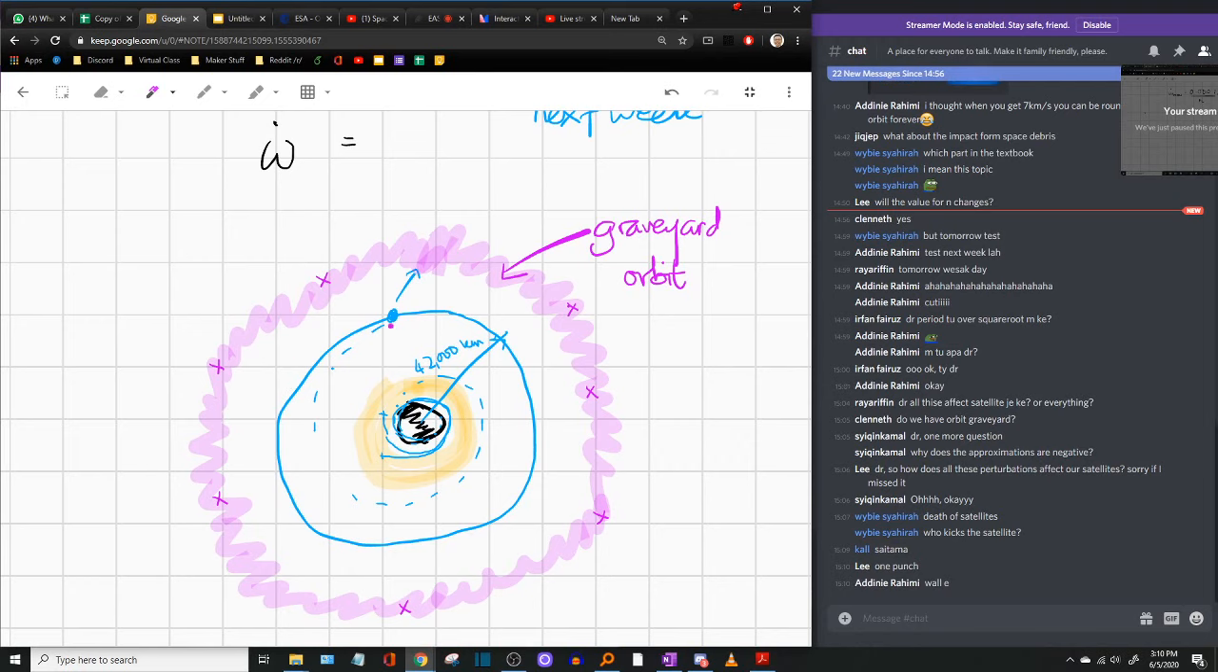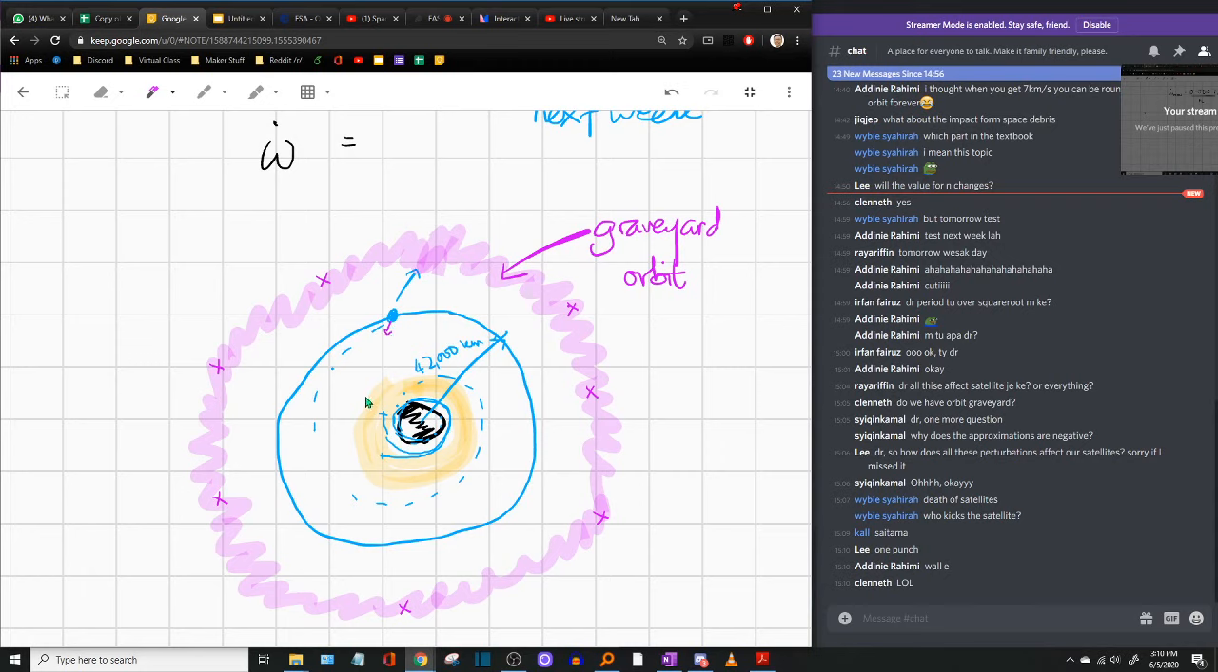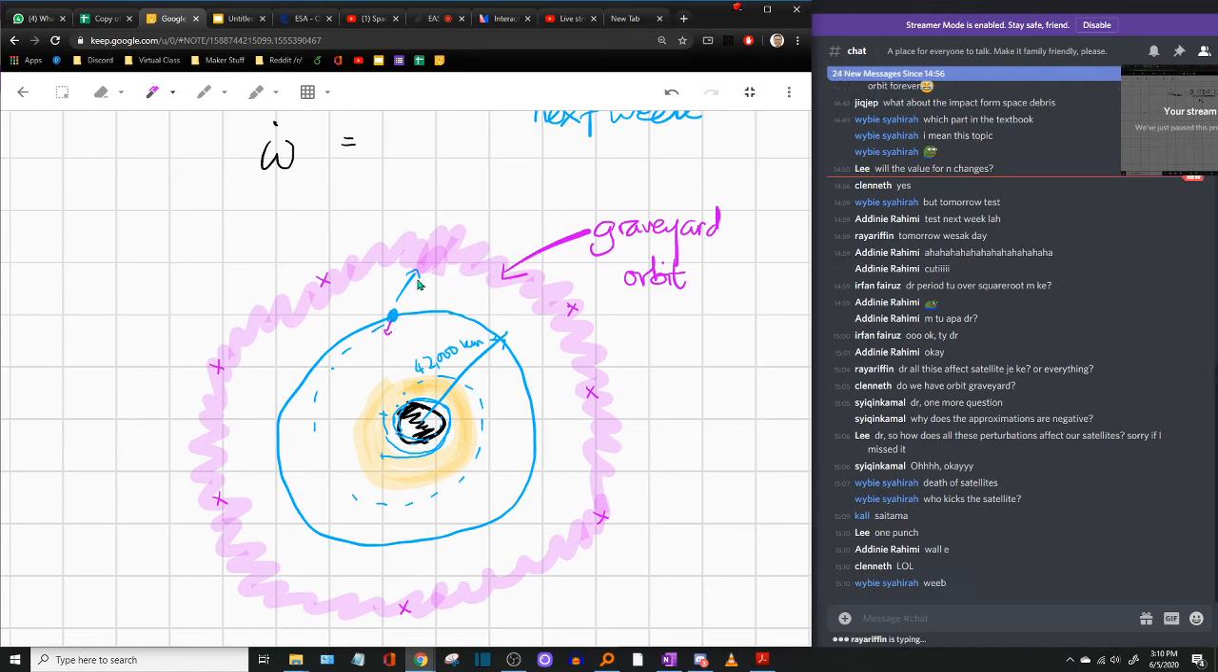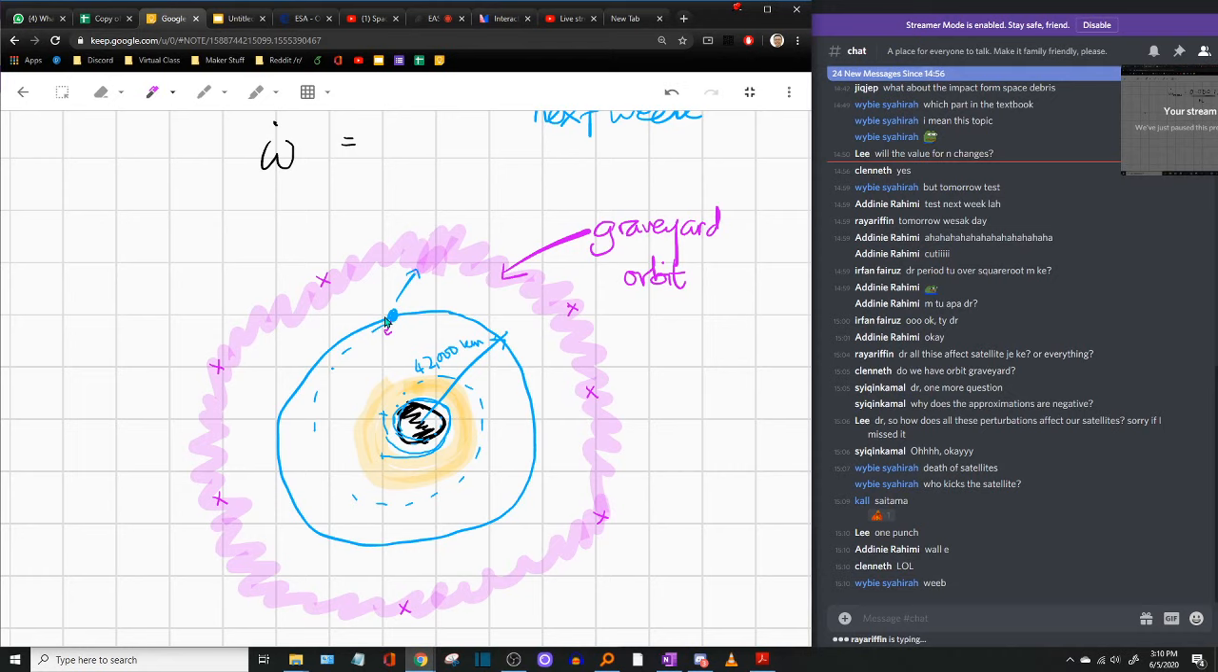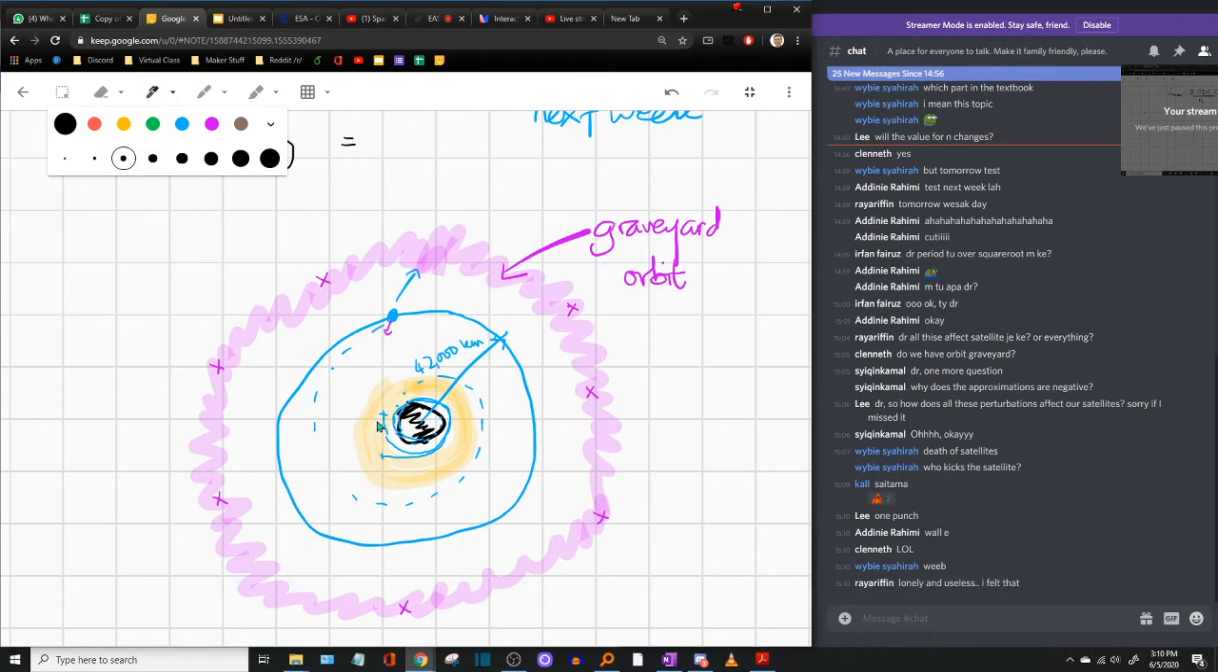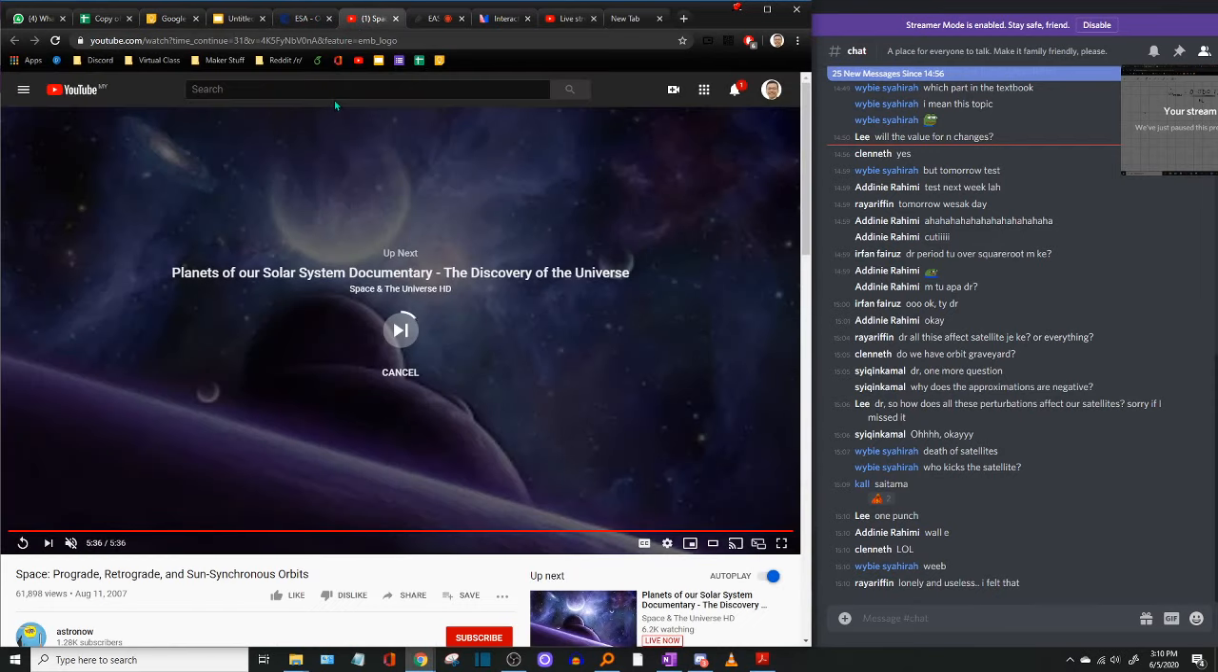Now, some satellites have what we call an end-of-life maneuver, where at the end of their life you just push the satellite into this graveyard orbit. So yeah, that is called a graveyard orbit. It's a useless satellite there. There are many ways we can dispose of a satellite. Let me just show you a video of how satellites are disposed.